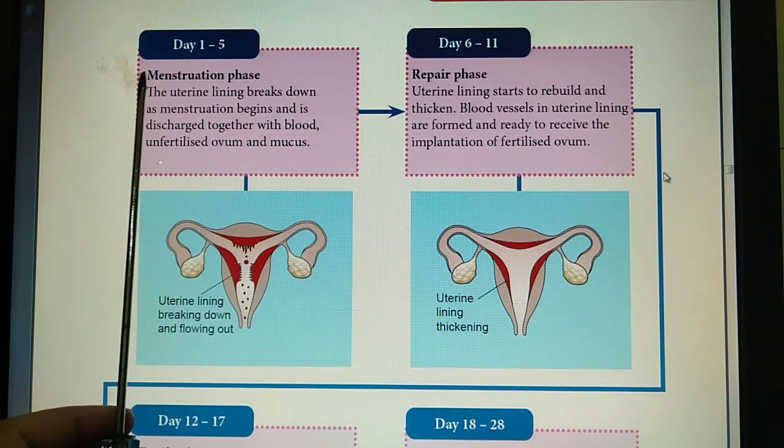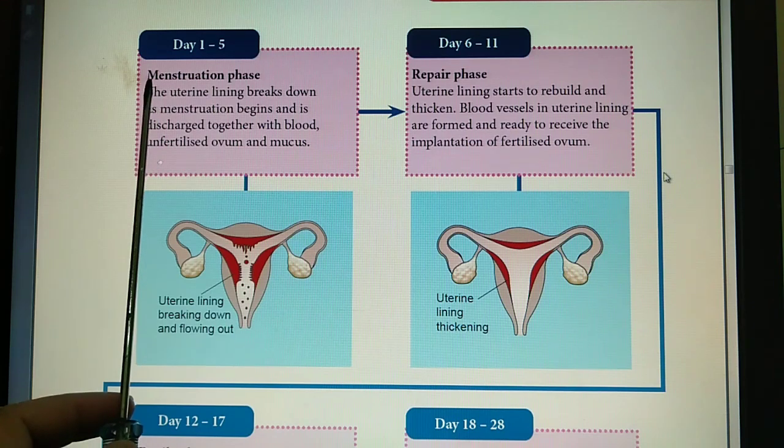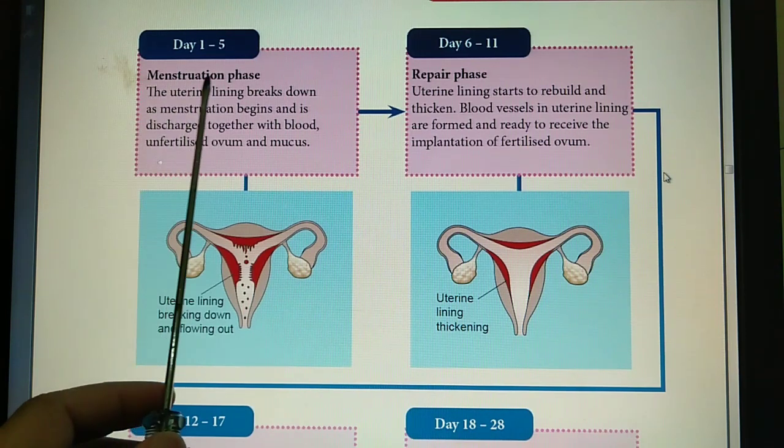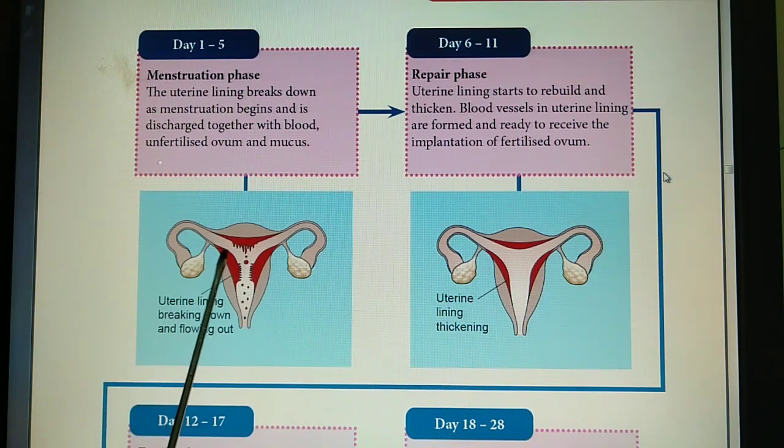Now we will look into more detail about what exactly happens during every phase. For the first phase, the menstruation phase, from this diagram we can see this is the uterine wall. This uterine wall consists of a lot of blood capillaries. This blood capillary is thickening right now. So when the menstruation phase occurs, all this uterine lining will break down and discharge flow through the vagina.